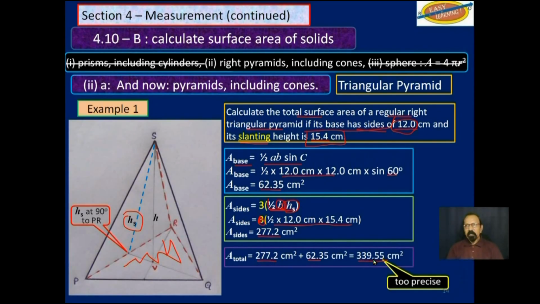That is too precise. We are only allowed 3 significant figures, so we need to round off here. And so you get 340. If you leave it like that, it would look like that 4 is our uncertain digit. So we add plus or minus 0.5 to indicate that this is our uncertain digit and that it is here where we are rounding off.